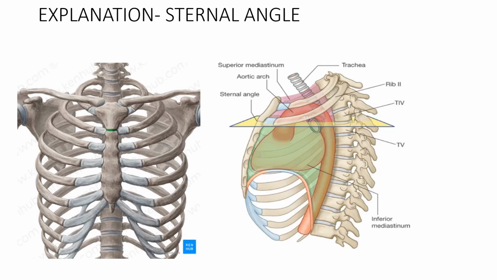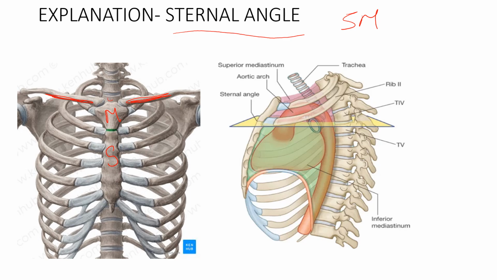The first question is the sternal angle. It's a very important 5 marker. So what exactly is this sternal angle? First we will give explanation and then we will see what has to be written and which diagram has to be drawn. So this sternal angle, the bone which you are seeing here, this is the clavicle. This is the manubrium and this is the sternum.